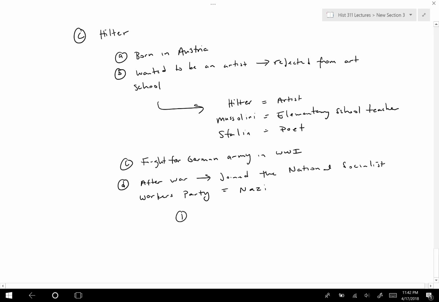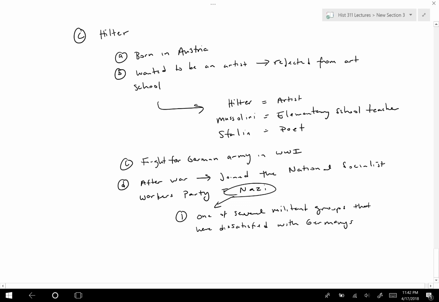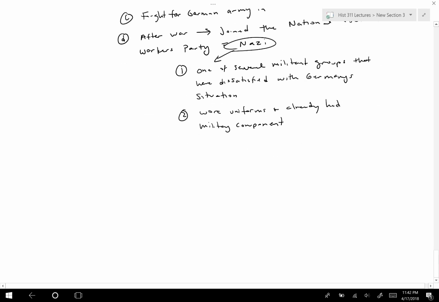And the Nazis were one of several militant groups that were dissatisfied with the German situation. So you already had some of that military component. They wore uniforms. Now, they don't fit all of the fascist stuff at all. Hitler's going to transform that. But that was one aspect of it. And so eventually, Hitler became leader of the group.